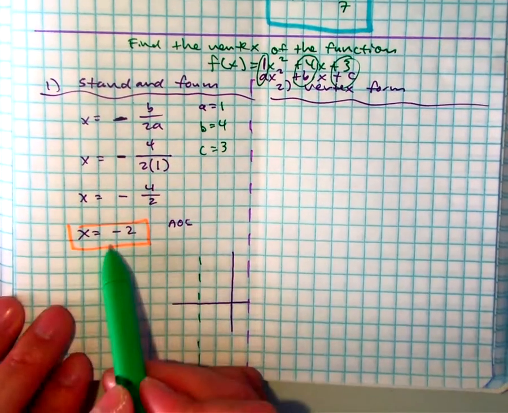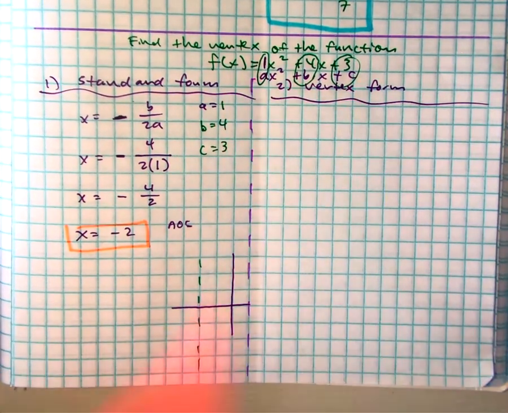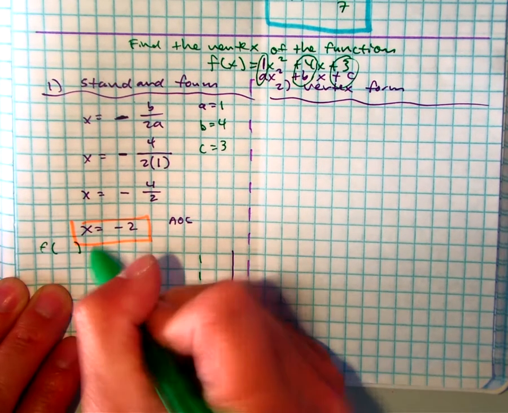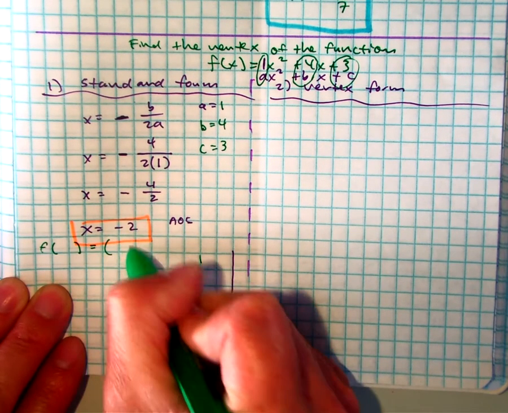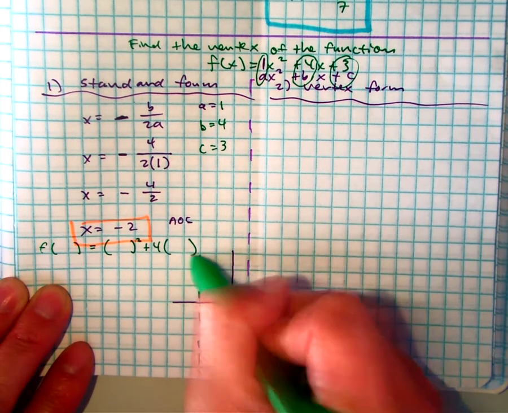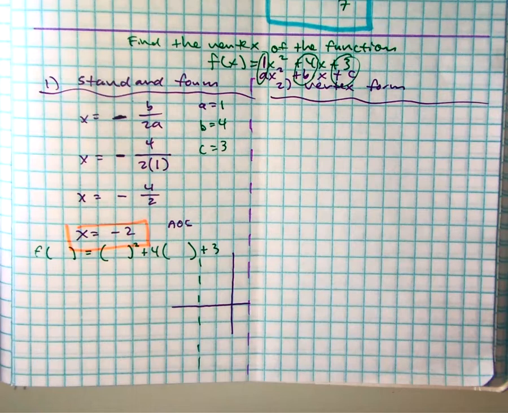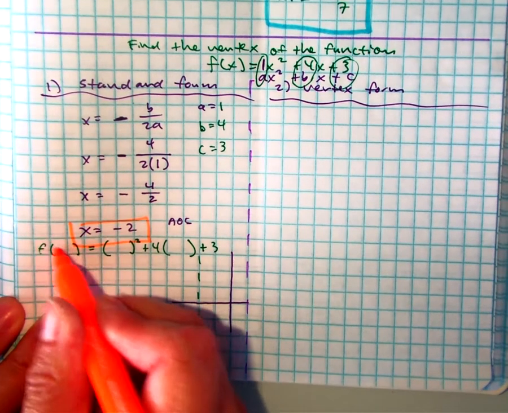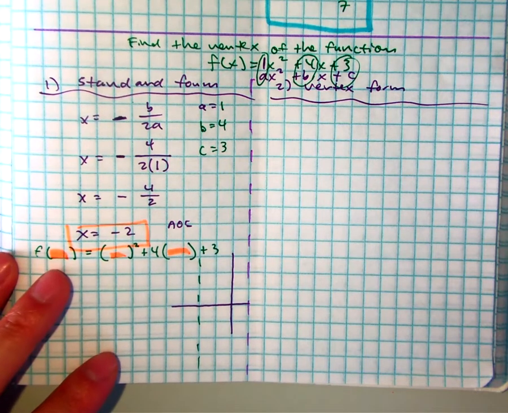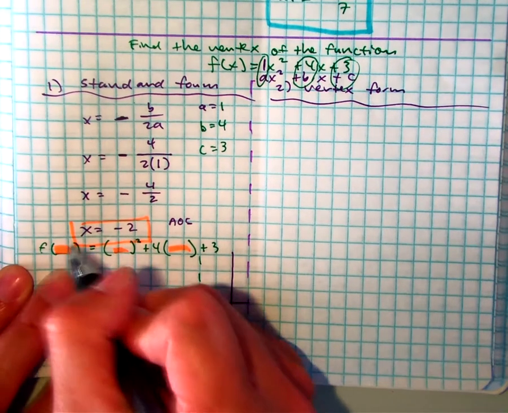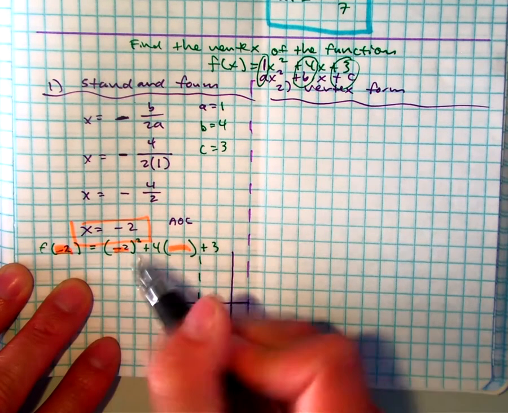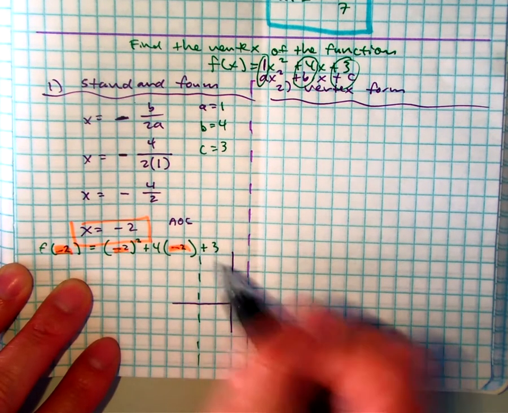Well, let's take this value and substitute it back into our function. F of x equals x squared plus 4 times x plus 3. And we basically said now every x value is going to be negative 2. So I have f of negative 2. You're putting that into your function. I have negative 2 squared plus 4 times negative 2 plus 3.